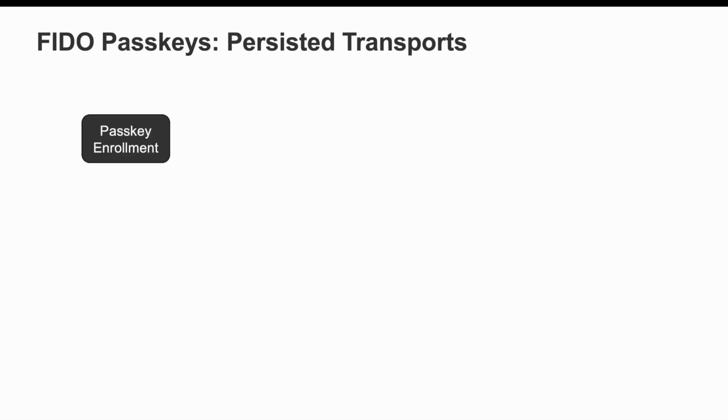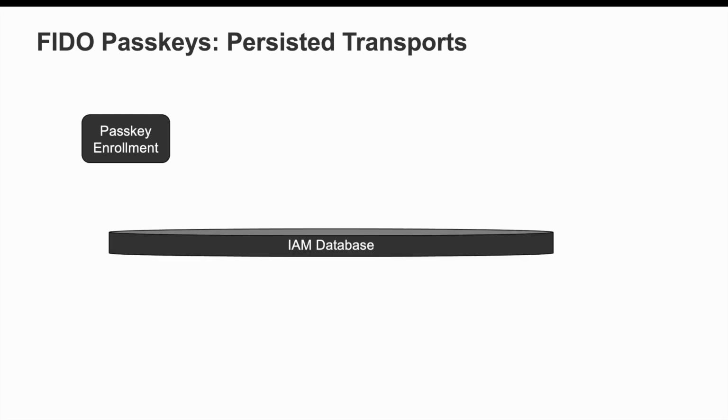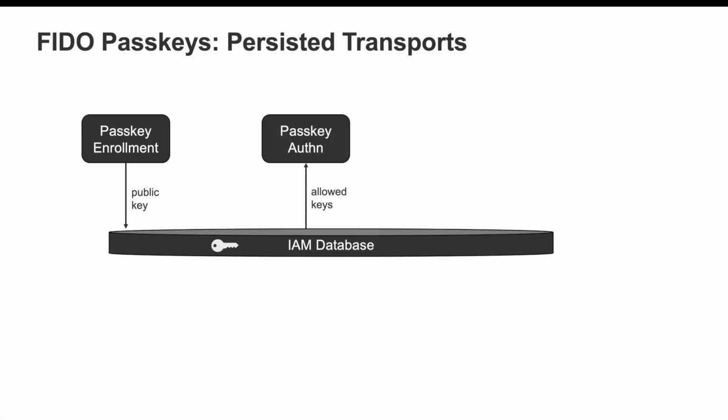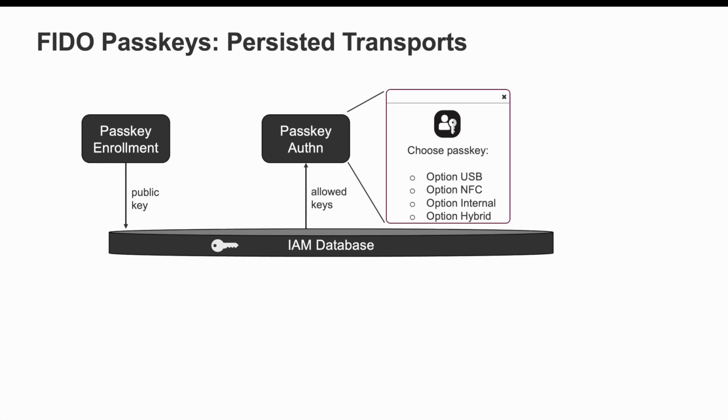Persistent transports. So what are transports and how are they used in FIDO? If a FIDO passkey is enrolled, then its public key is basically written into the IAM database with some other information. And during authentication, all allowed keys or all registered keys of a user are presented to the browser. And the browser pops up with a dialog, or also the mobile phone pops up with a dialog and lets the user choose the right passkey in the right mode.